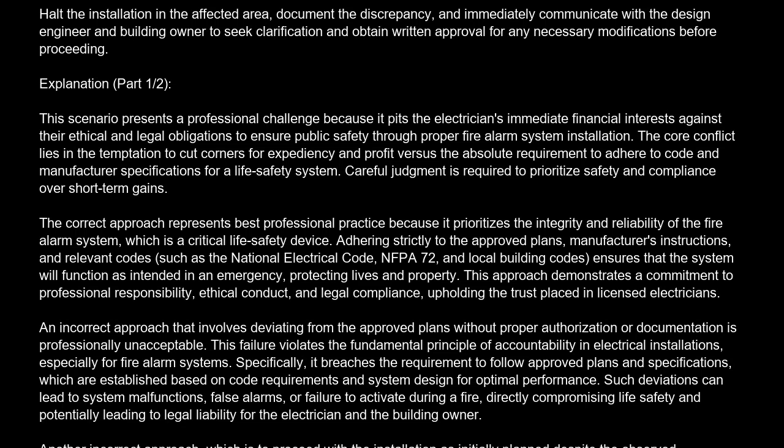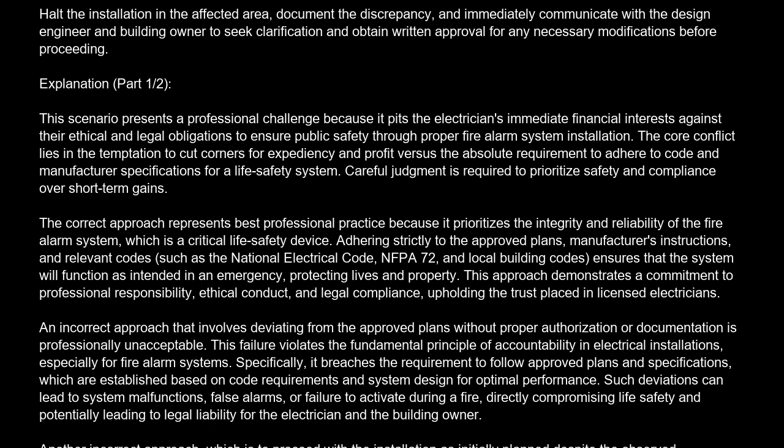Halt the installation in the affected area, document the discrepancy, and immediately communicate with the design engineer and building owner to seek clarification and obtain written approval for any necessary modifications before proceeding. Explanation. This scenario presents a professional challenge because it pits the electrician's immediate financial interests against their ethical and legal obligations to ensure public safety through proper fire alarm system installation.